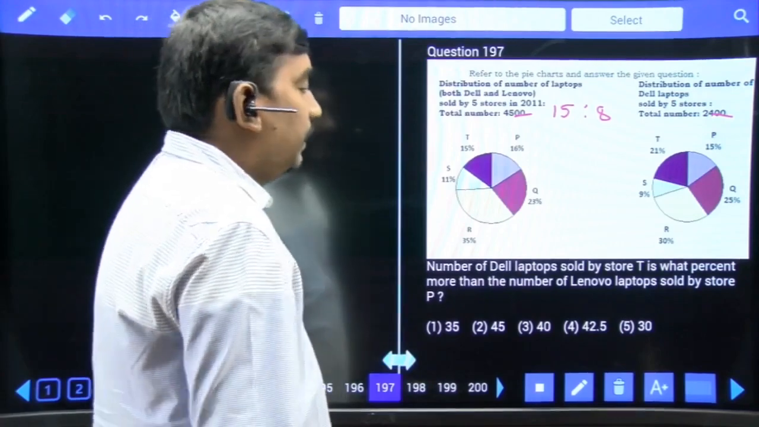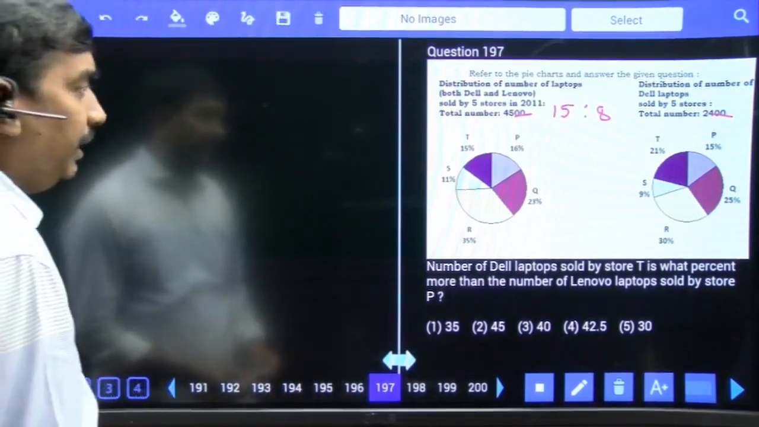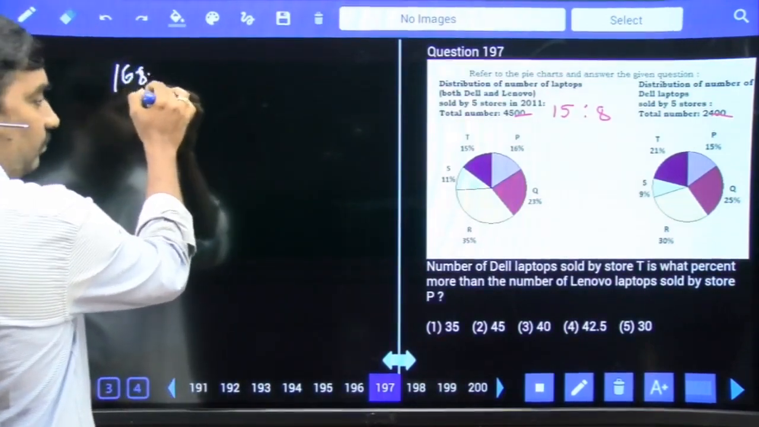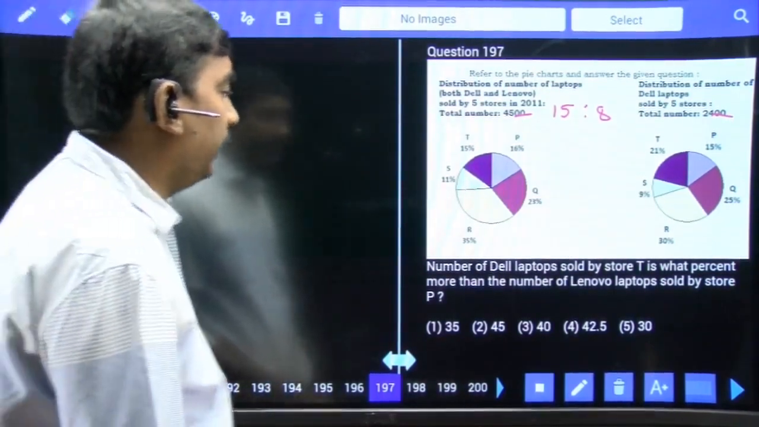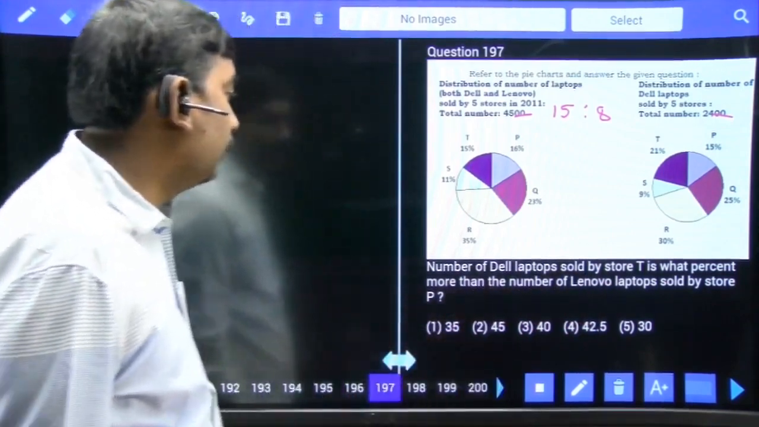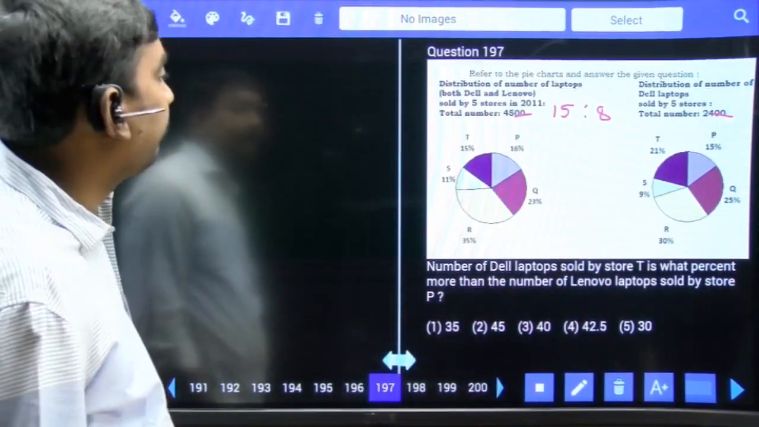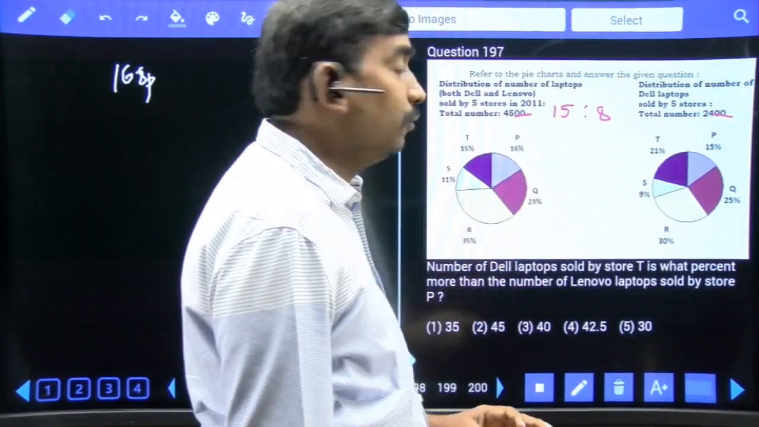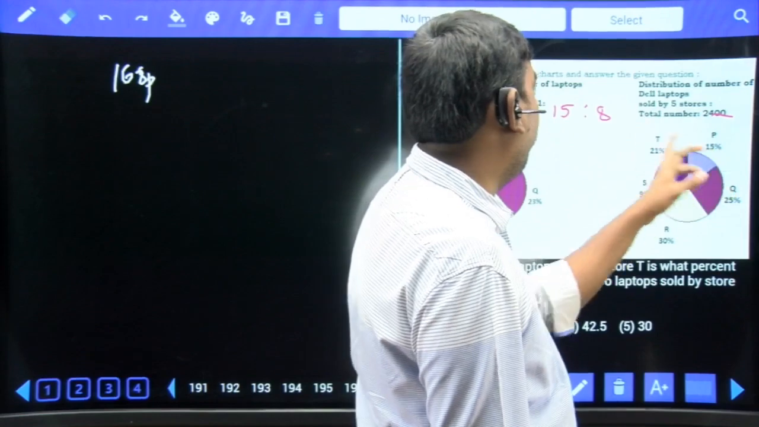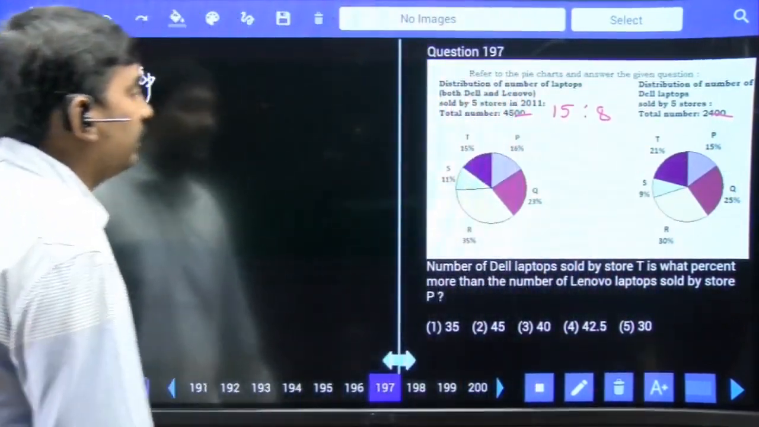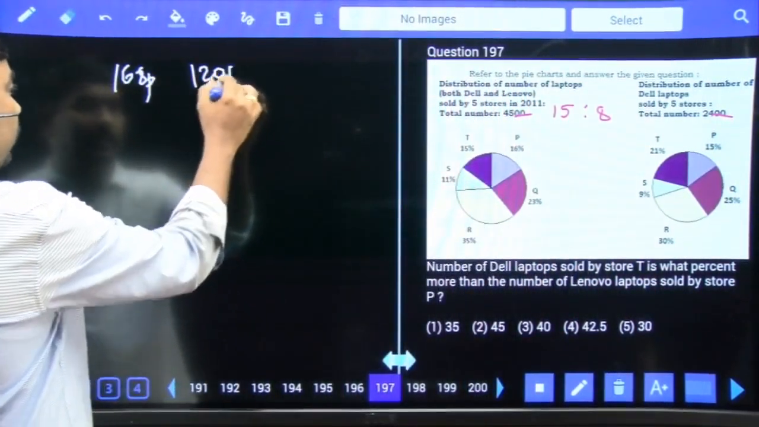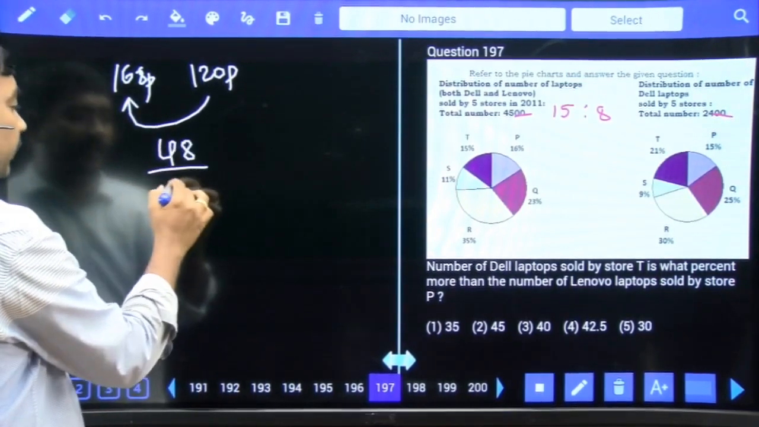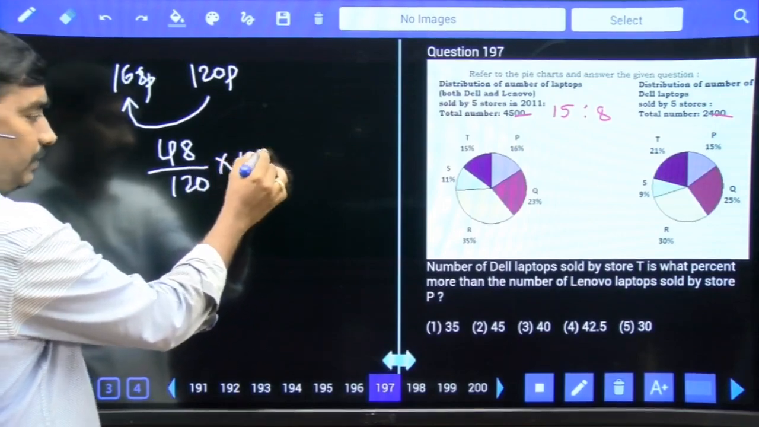Next, number of Dell laptops sold by store T 21 8 times 168 parts is what percent more than the Lenovo laptop sold by the store P. Store P Lenovo means total minus Dell 16 15 times 240 minus 15 8 times 120. 240 minus 120 means 120 parts. Percentage more means difference by less value. 48 by 120 into 100 40%.